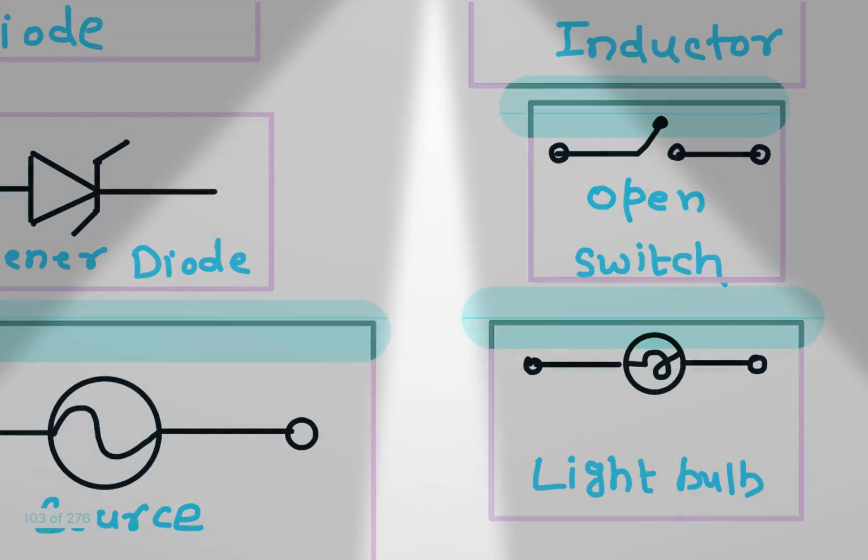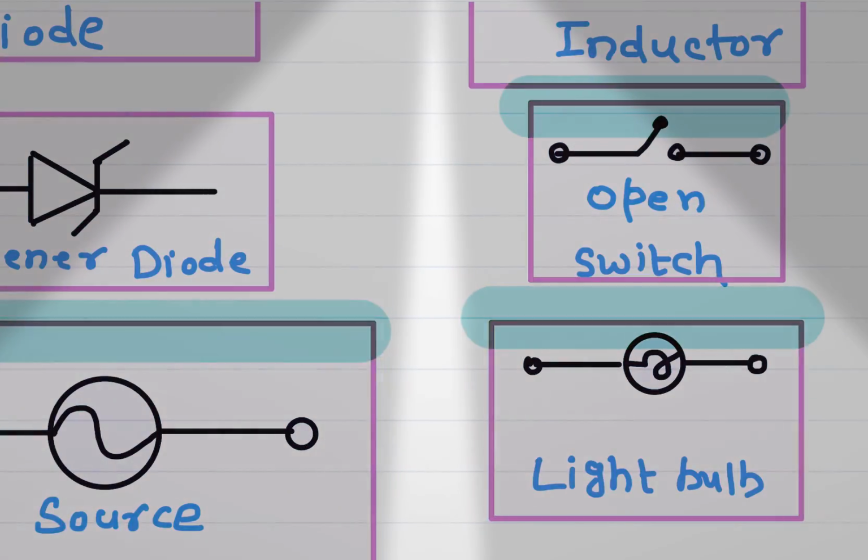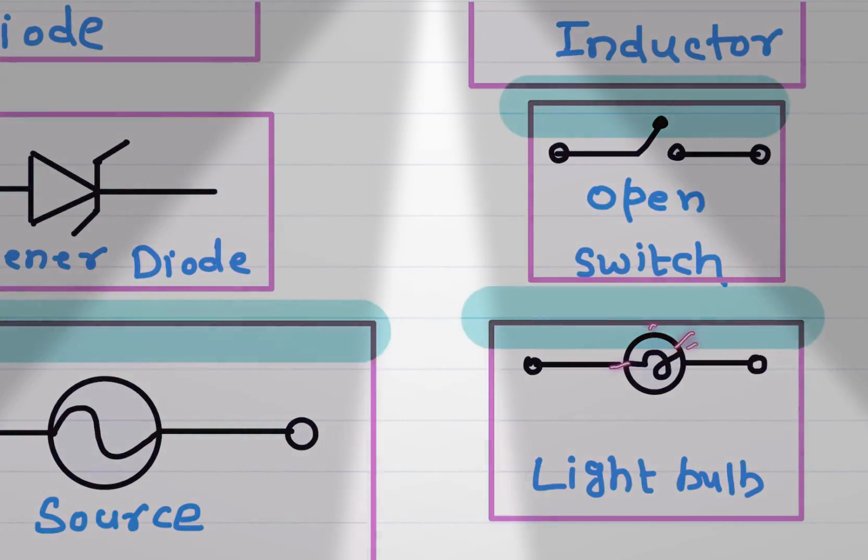And this one is an open switch here. That means the circuit is incomplete. The circuit is not complete in this case. And this is a light bulb or a filament bulb.